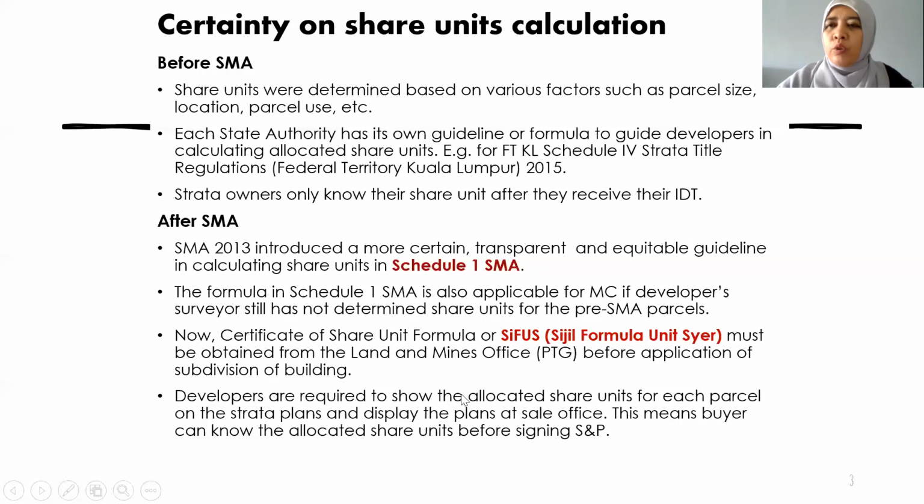Developers are required to show the allocated share units at places accessible to the buyers, on the strata plans, and on displays at the sale office. So they must be shown to potential buyers. The potential buyers may now know beforehand, before buying their parcels, what their allocated share units are. So this creates a layer of transparency for buyers.